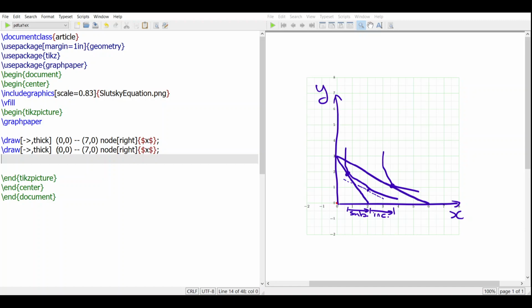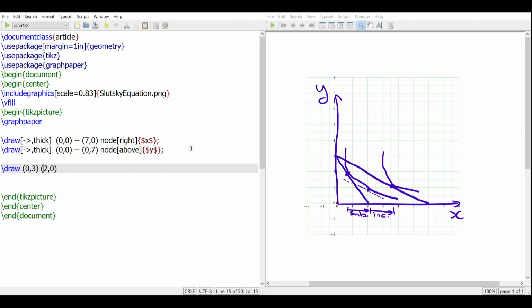And the next thing we need to do is to draw the budget line. Draw from 0 to 3, and the other one will be drawing from 0 to 3, 60. So the price has dropped by 1/3. Before it was 2, now it's 6.